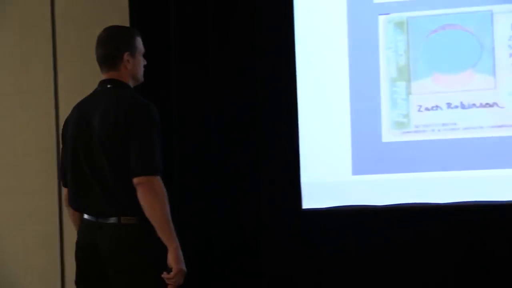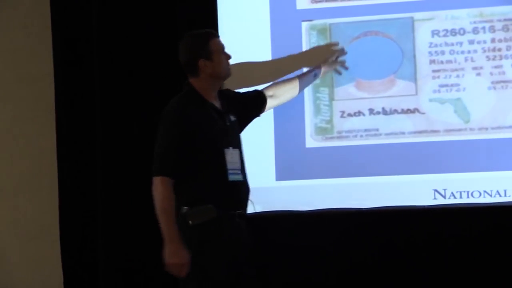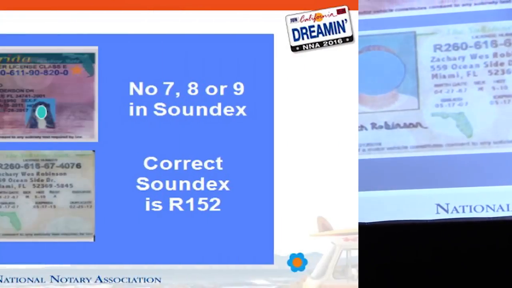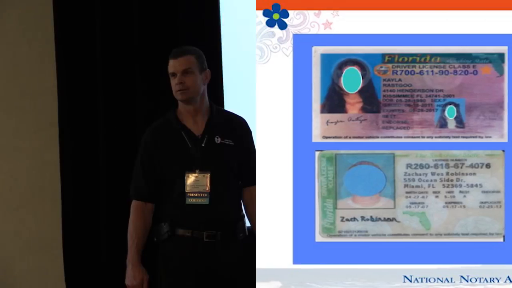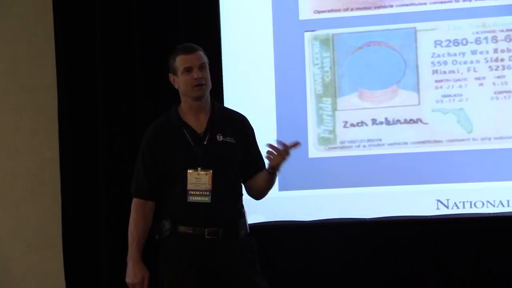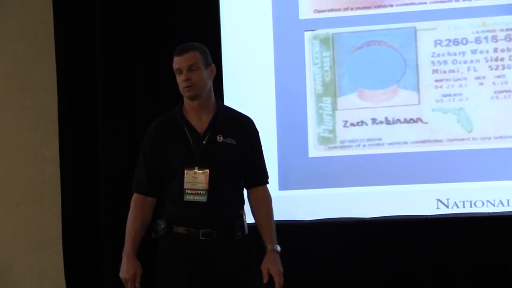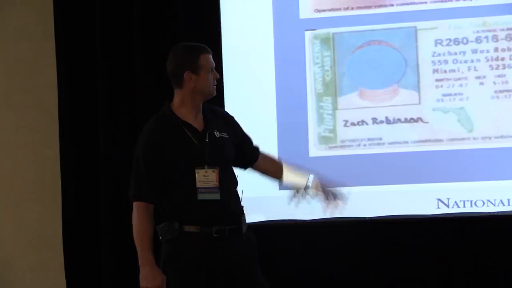Here's 2 Florida driver's licenses. All right. On the top here, I got Kayla Rastigo, right? She's got the R for Rastigo, but then what's her next number? 700. There is no 7. It's 1 through 6 only in those first 4 numbers. That's fake. So I didn't need UV light. I didn't need a microscope. Boom, I got a fake one right there because the numbers are wrong for that state.